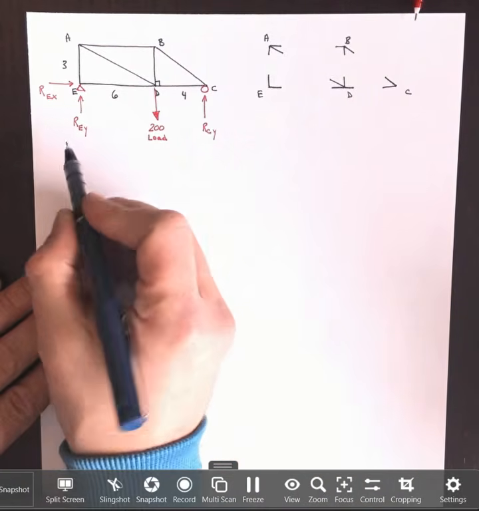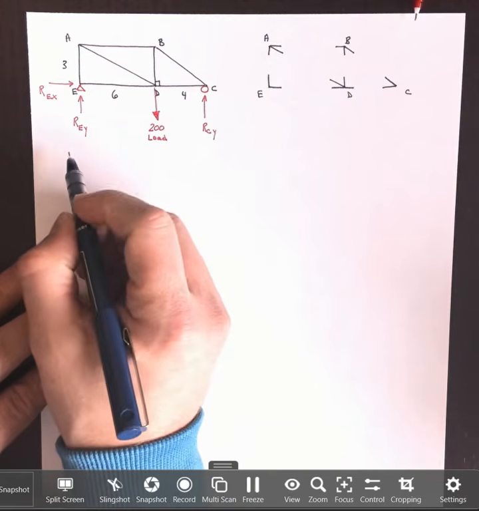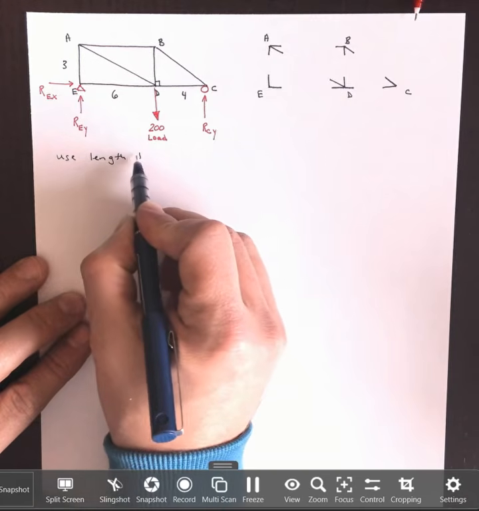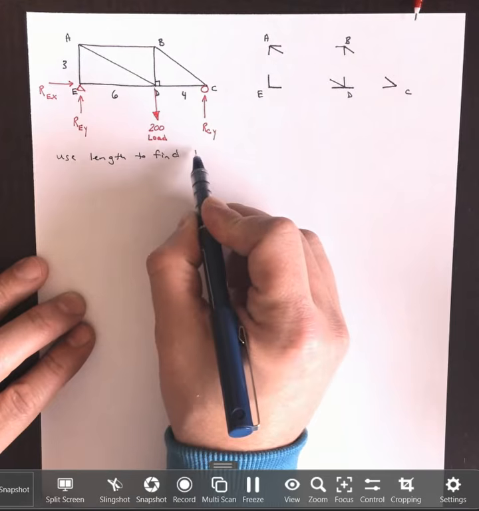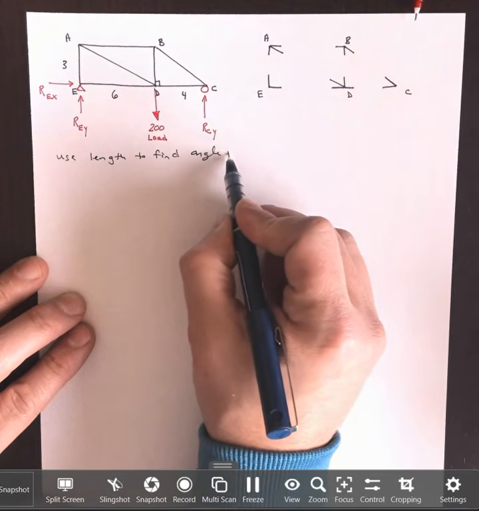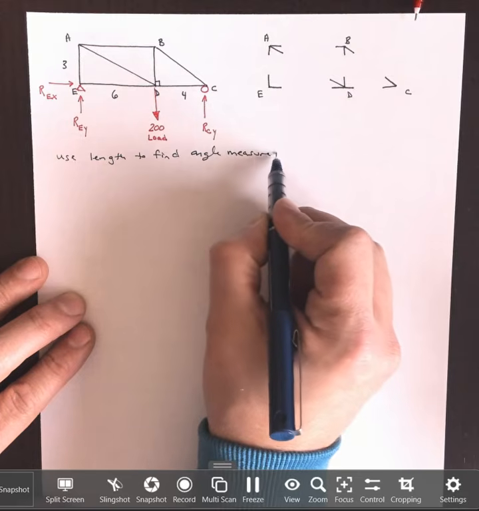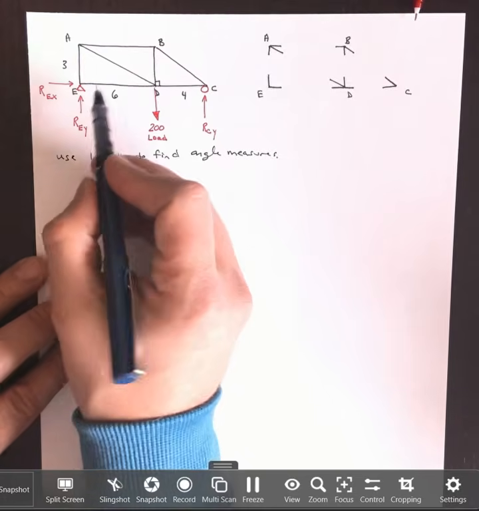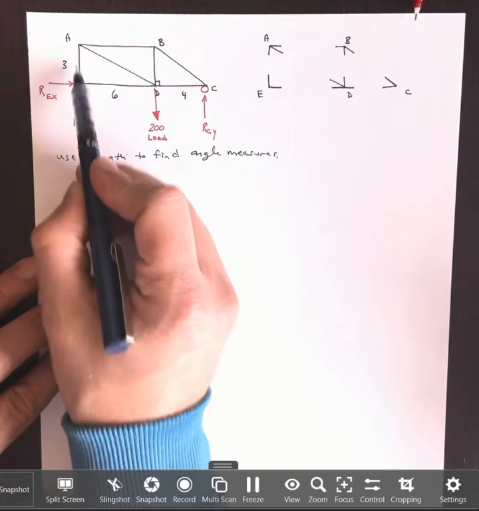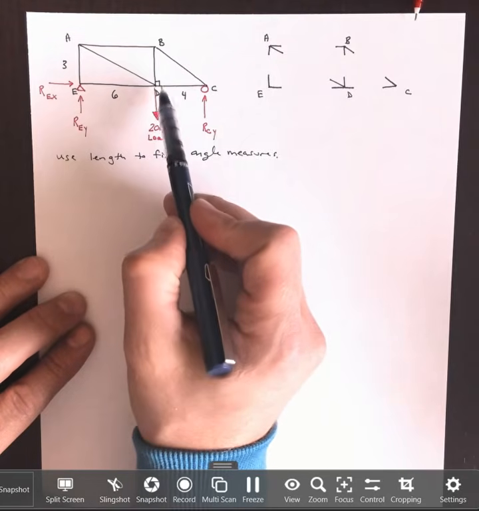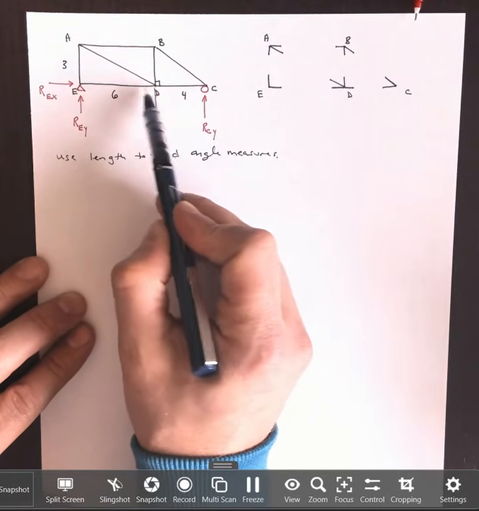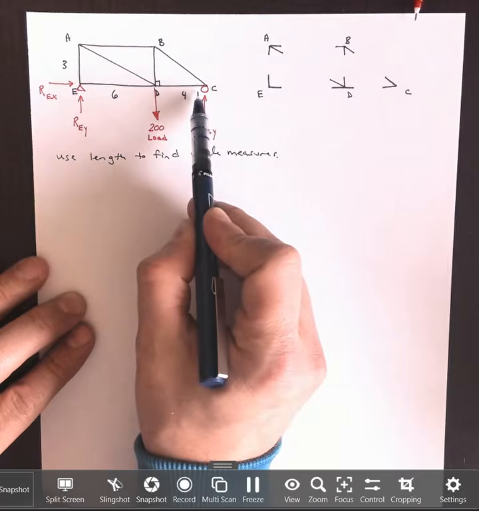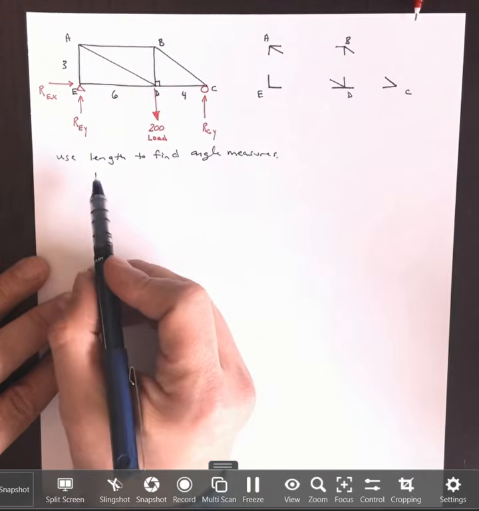And the first thing we are going to do is use the lengths that have been provided to find angle measures. You can assume it's intended that AEDB is a rectangle and BDC is a right triangle. You can see AE is 3, so this is 3 as well. That's 4. I'm basically going to have to do a little bit of trig.